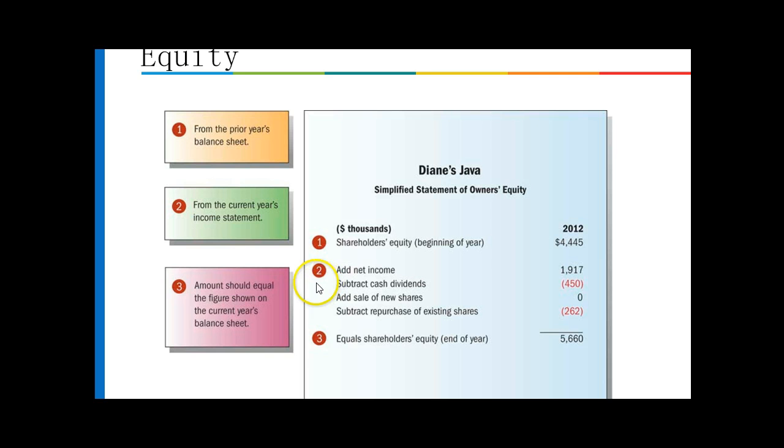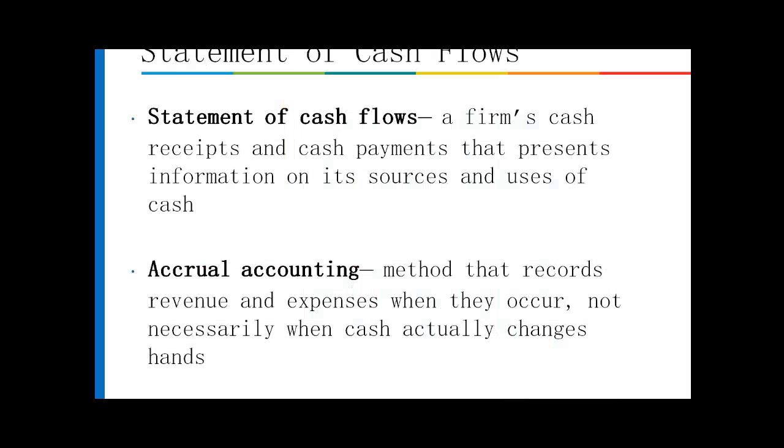Here is an example of what a stockholders' equity statement looks like. Very, very straightforward. And again, it's just telling you where the changes have occurred in equity from one period to the next. Statement of cash flows.